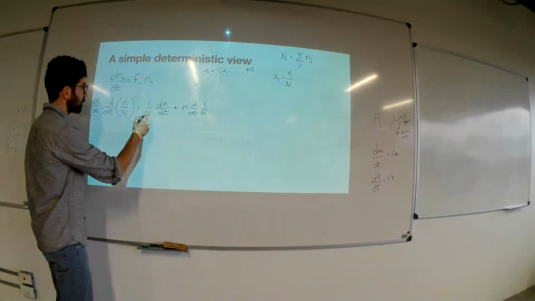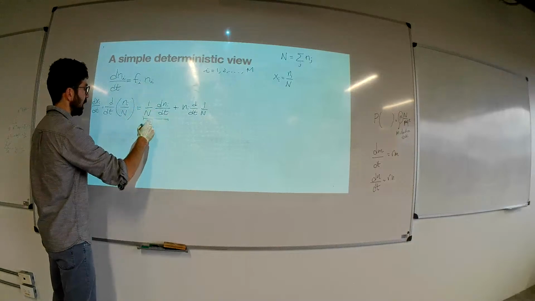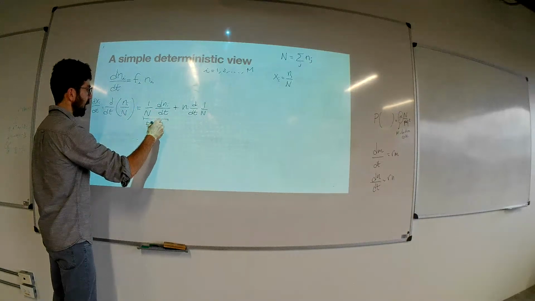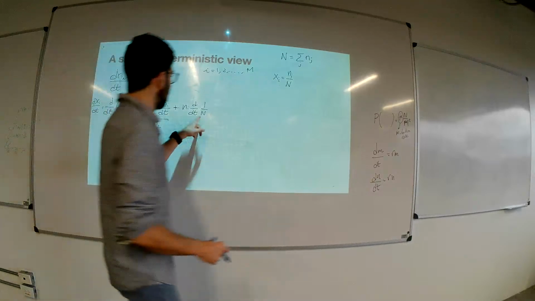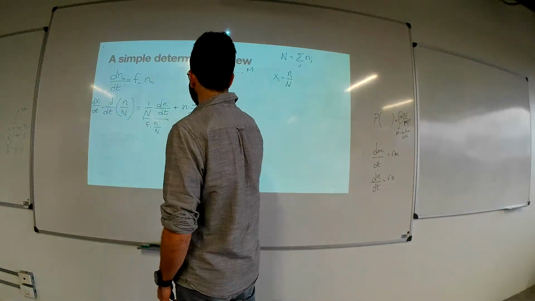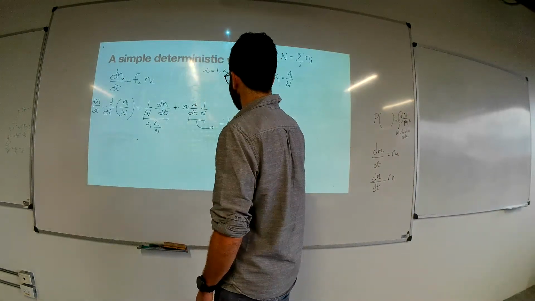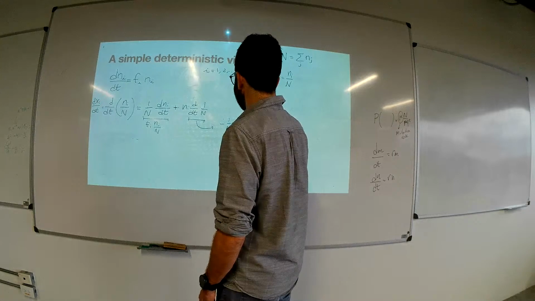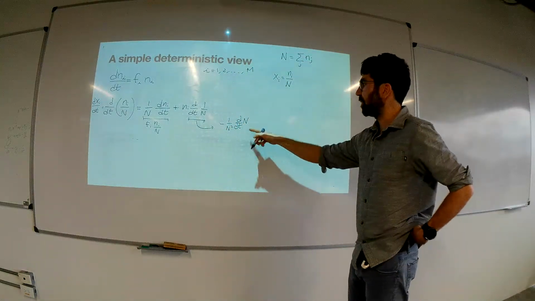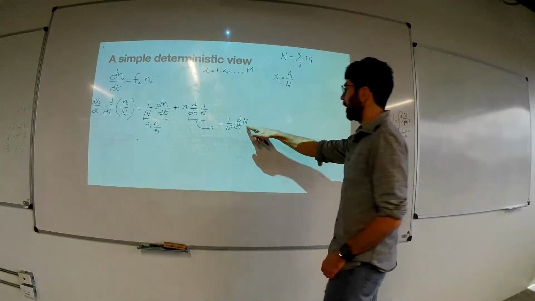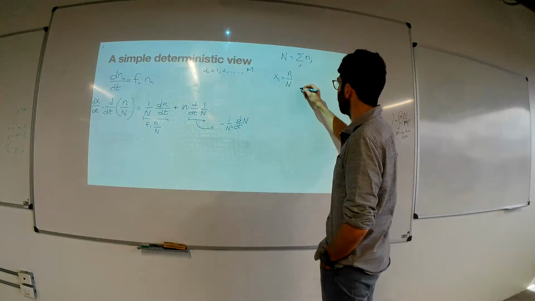Okay. So this quantity we know. This is f_i n_i over n. Now, what is the derivative of 1 over n? The derivative of 1 over n is minus 1 over n squared times the derivative of n. And here I have to calculate the derivative of n. How do I get the derivative of n? I take the sum.